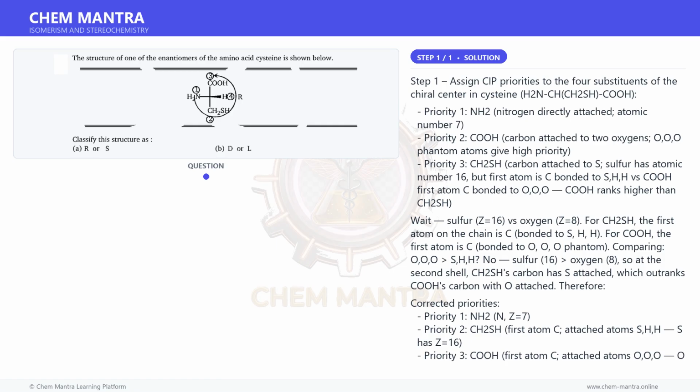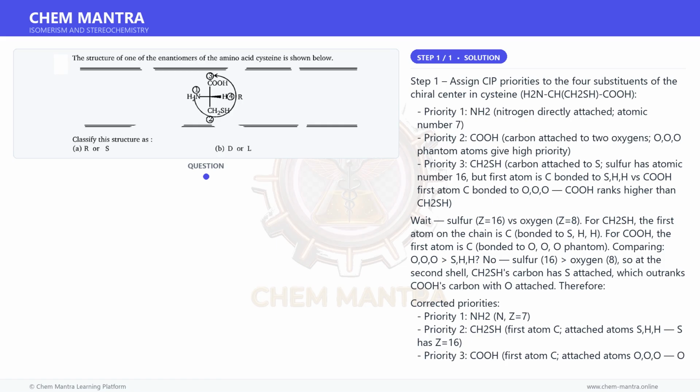Step 3. Assign D or L. The DL system is based on the Fischer projection convention relative to glyceraldehyde. In a Fischer projection of an amino acid, the amino group on the left corresponds to L configuration and on the right corresponds to D configuration.